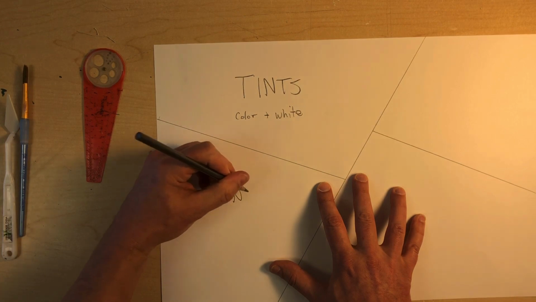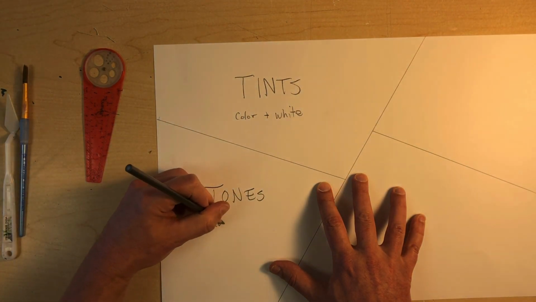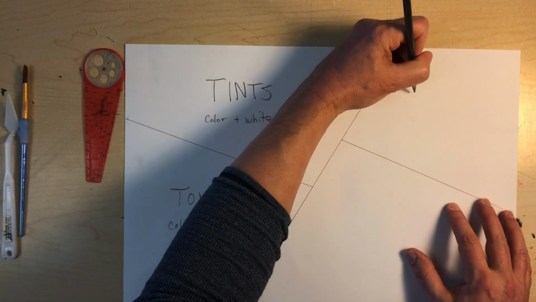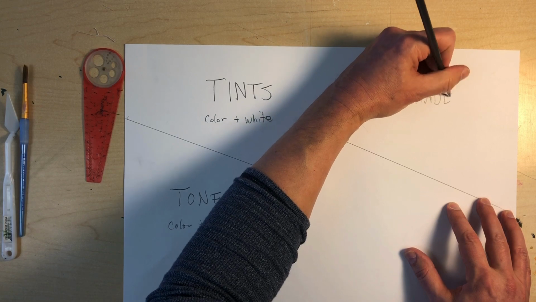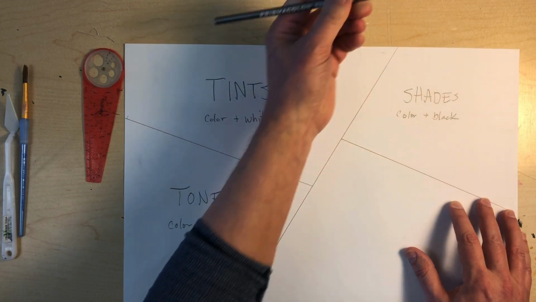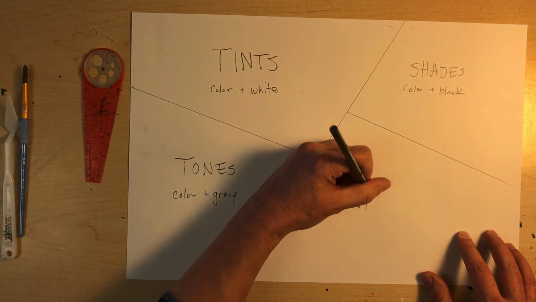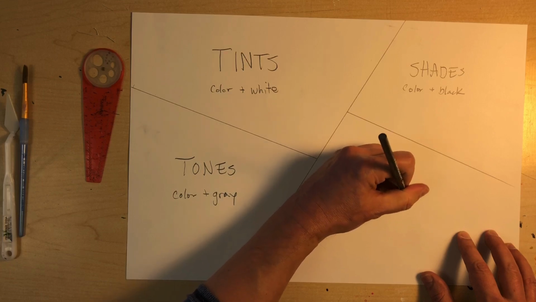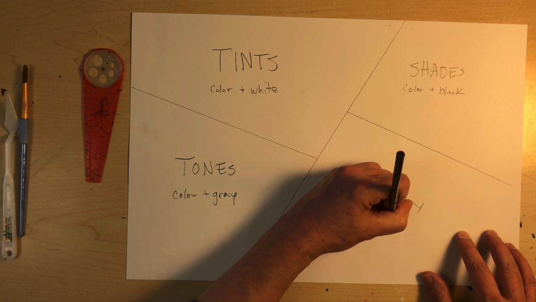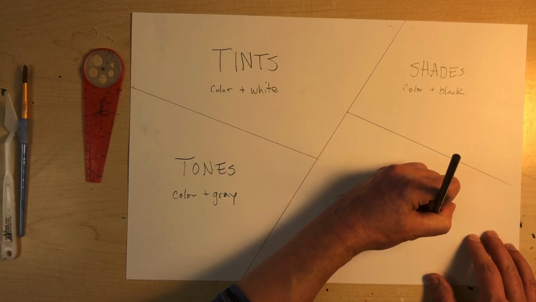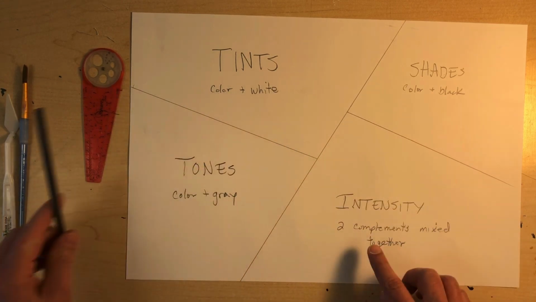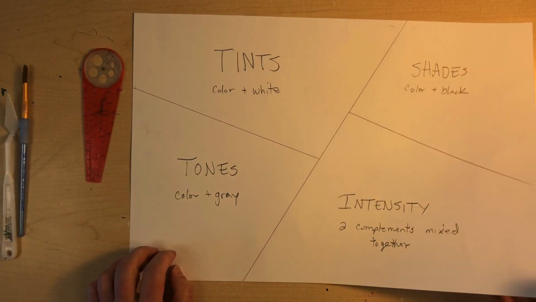Tones, which is color plus gray, like we did the gray scale, so you make the gray and then add the color to it. Shades, which is a color plus black, okay? And then intensity, changing the intensity of a color, and that's two complements mixed together in different ratios.